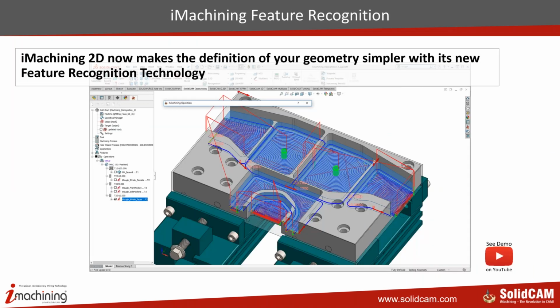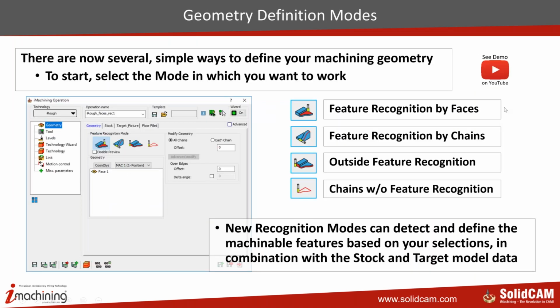And another very major enhancement or change we have done in iMachining 2D is we have introduced feature recognition functions. Earlier, for all iMachining 2D functions, we used to select the contours manually. Now with these feature recognition functions, it makes it very simple for the user. So you have three different kinds of feature recognition functions. One is feature recognition by faces. Then we have feature recognition by chains. Then we have outer feature recognition, and then the old option, chains without feature recognition. So these are the four options which are available inside iMachining 2D.